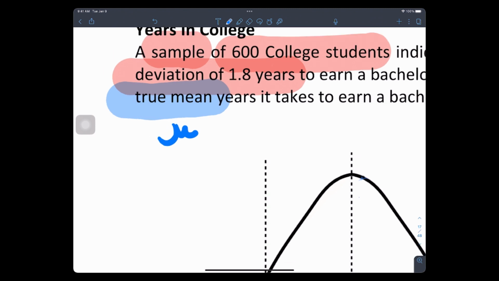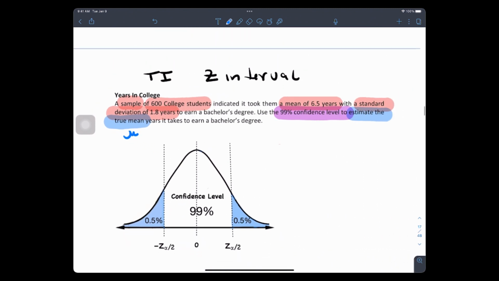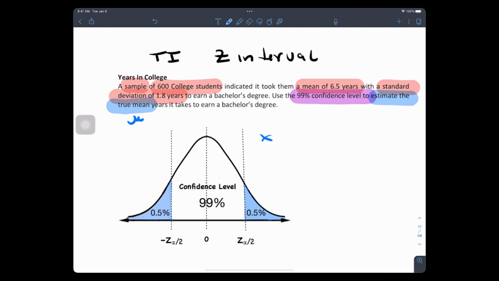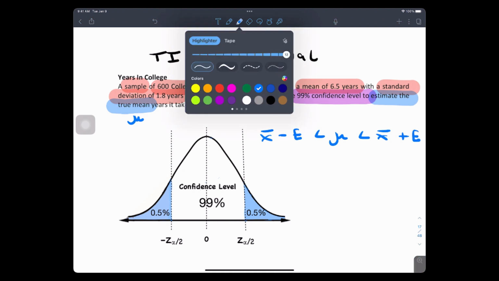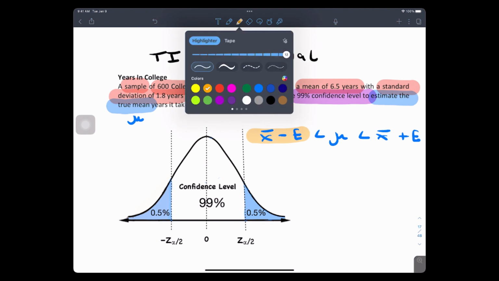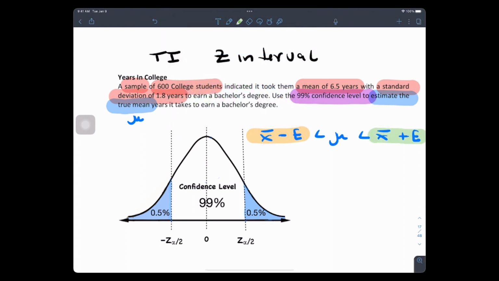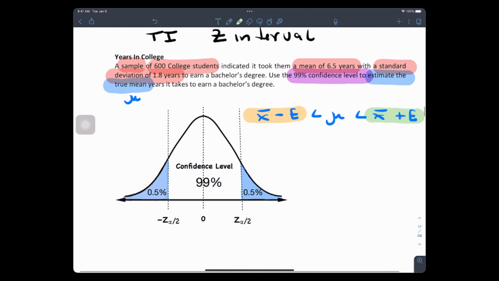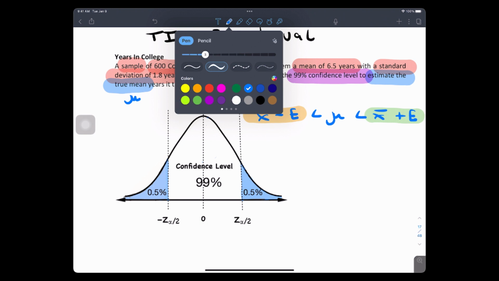So just like before, what do we take? Sample mean minus your error less than the true mean less than the sample mean plus your error. You're going to end up getting, again, a lower bound value for that estimate. And you're going to end up getting an upper bound value for that estimate, just like before.